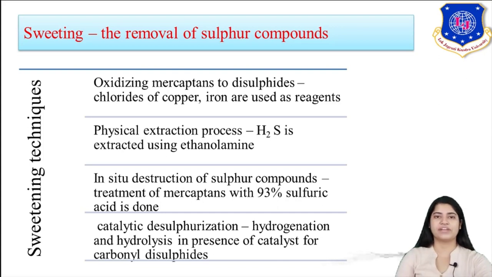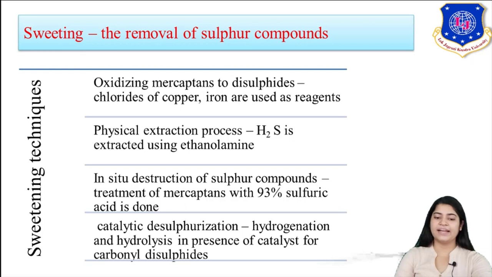Now the physical extraction process. This process is specially used when your impurity is hydrogen sulfide gas. You're extracting your hydrogen sulfide gas with the use of ethanolamine, because H2S gas is soluble in ethanolamine. Third one is in situ destruction of sulfur compounds. In situ means here you are burning it. You are burning your mercaptan with 93% sulfuric acid. What does the sulfuric acid do? It treats the compounds and burns out the sulfur gas.